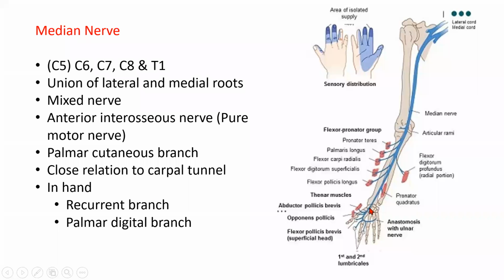Now, the intrinsics on the thenar eminence are supplied by the recurrent branch, and the lumbricals, the 1 and 2 on the lateral side, are supplied by the digital branch. The sensation of the lateral 3.5 fingers is by the median nerve.